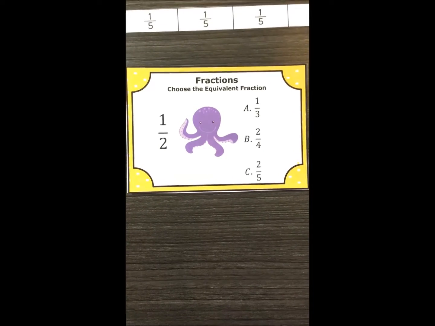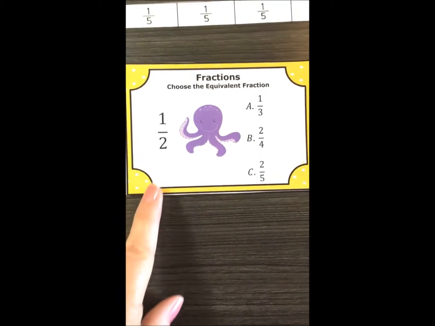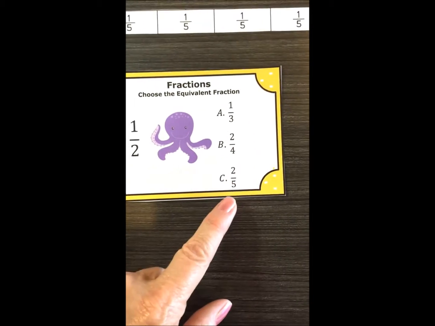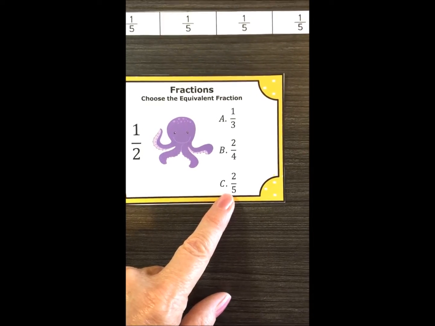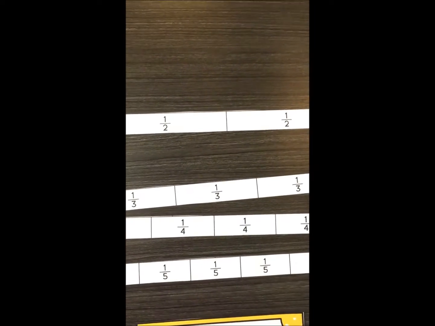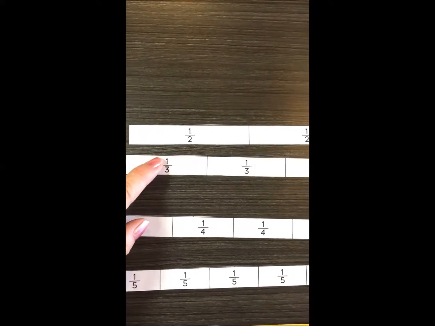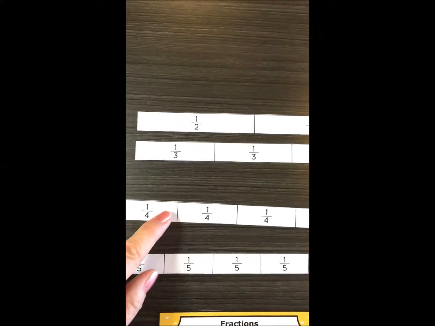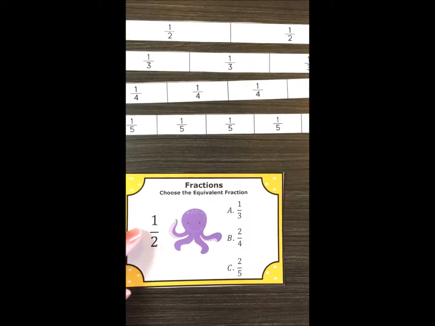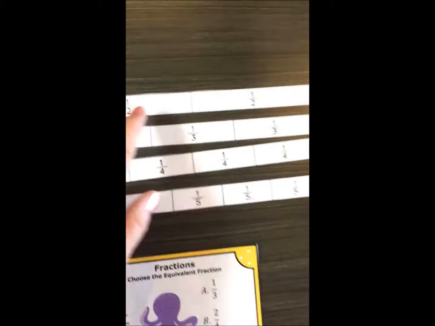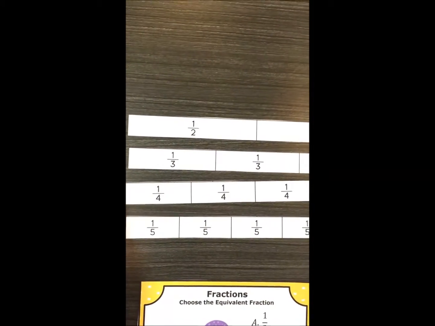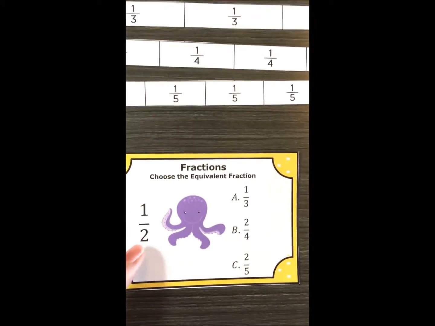So let's look at an example. Is 1/2 equal to 1/3, 2/4, or 2/5? We can use our fraction strips to see. Here's 1/2. We'll line it up with our thirds, make sure end to end is lined up. We'll use our 4ths and we'll use our 5ths. Is 1/2 equal to 1/3? So here's 1/2. Is it equal to 1/3? I don't think so. Let's try the next one.